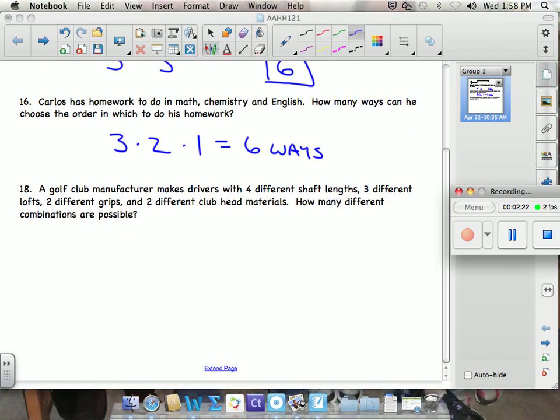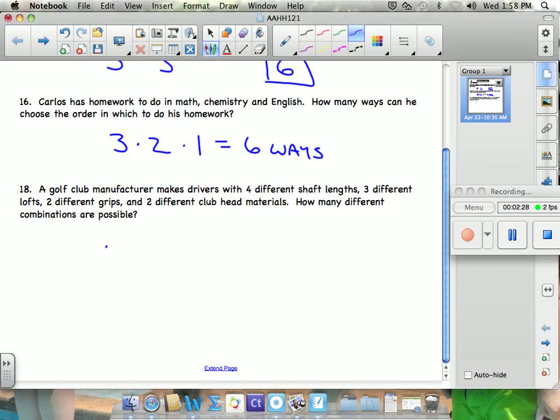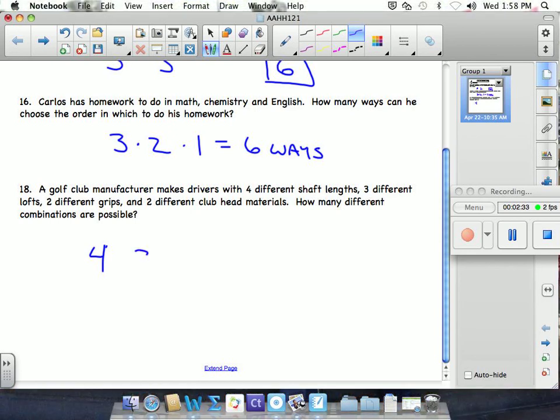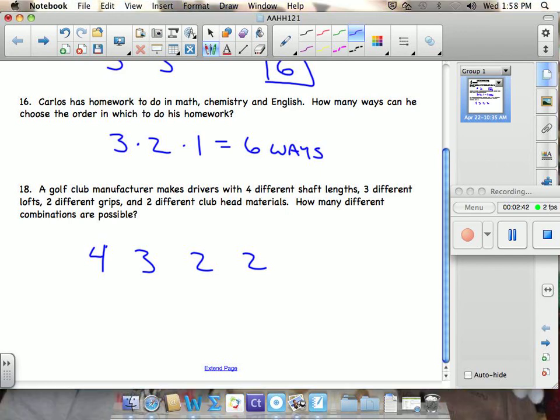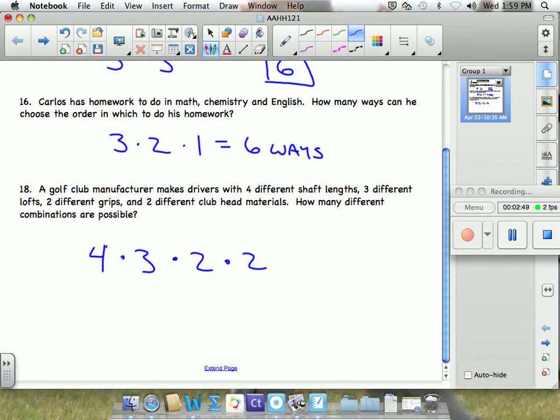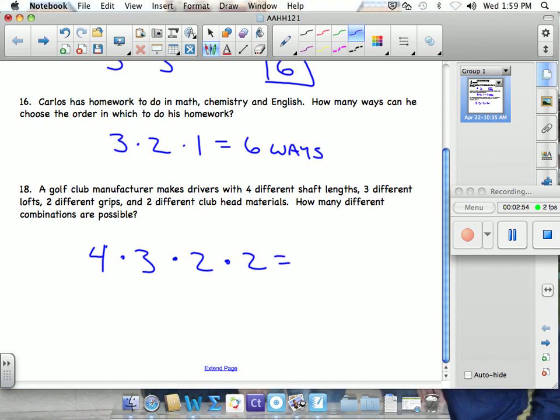So we're going to work on identifying the number of options for each. How many different shaft lengths were there? There were 4. How many different lofts? There were 3. 2 different grips, and 2 different club head materials. Once you know the number of options for each one, the counting principle says you multiply them all together. So we'll take 4 times 3 times 2 times 2, which gives us a grand total of 48 different combinations.